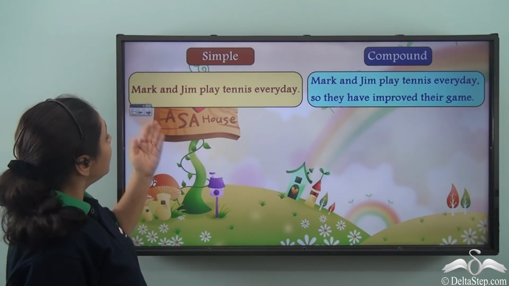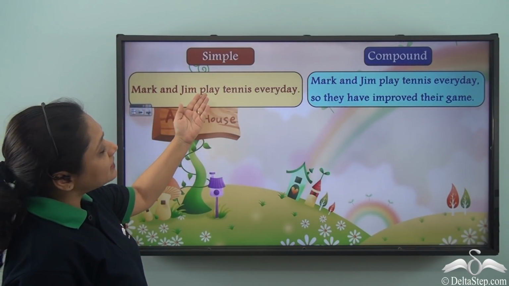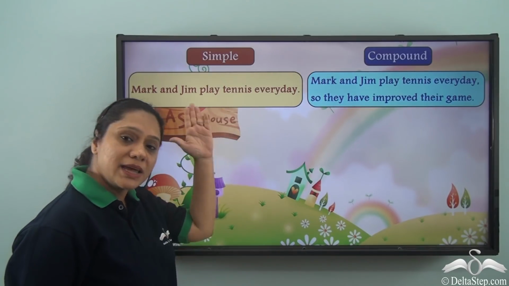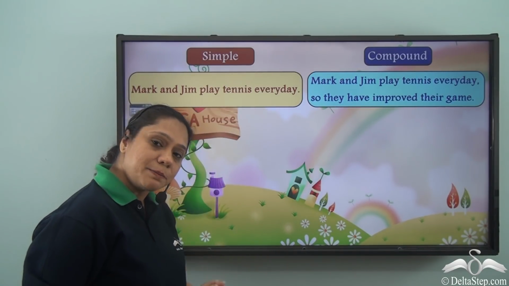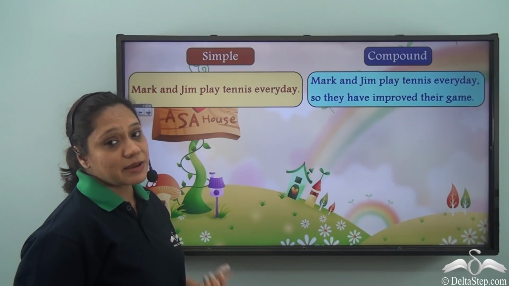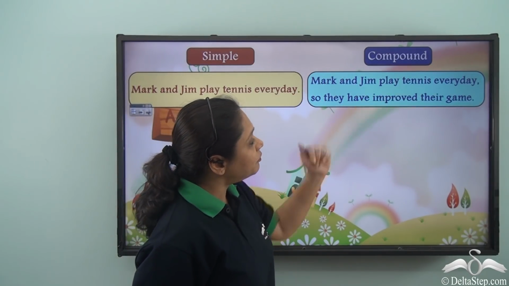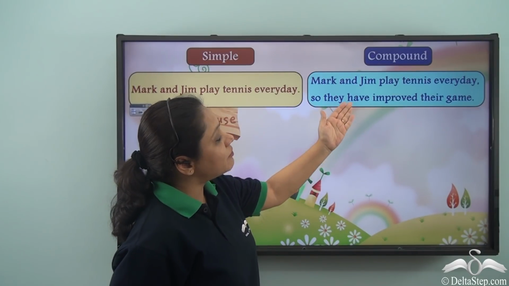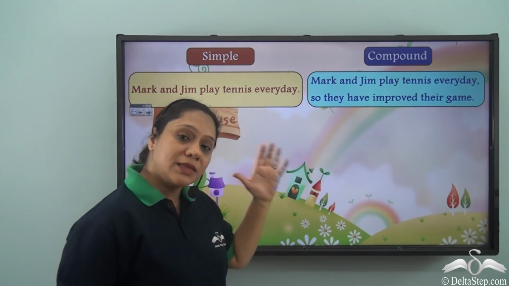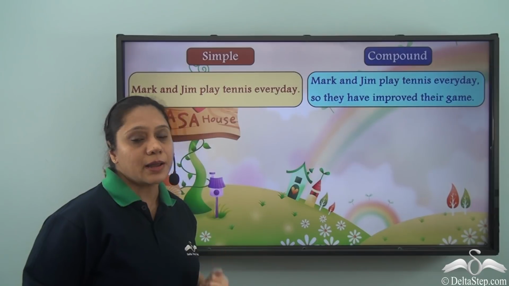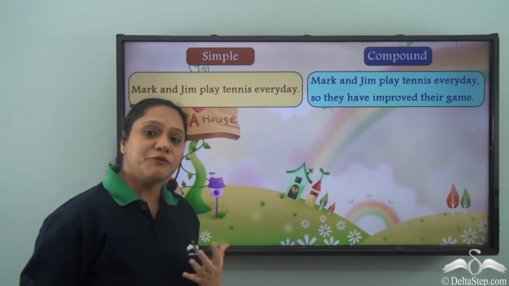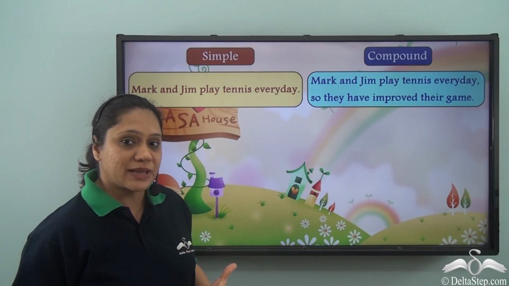Now, if I say, Mark and Jim play tennis every day, this is an example of a simple sentence. Whereas, if I say, Mark and Jim play tennis every day, so they have improved their game, this is an example of a compound sentence. Now, what are the features of these two types of sentences?